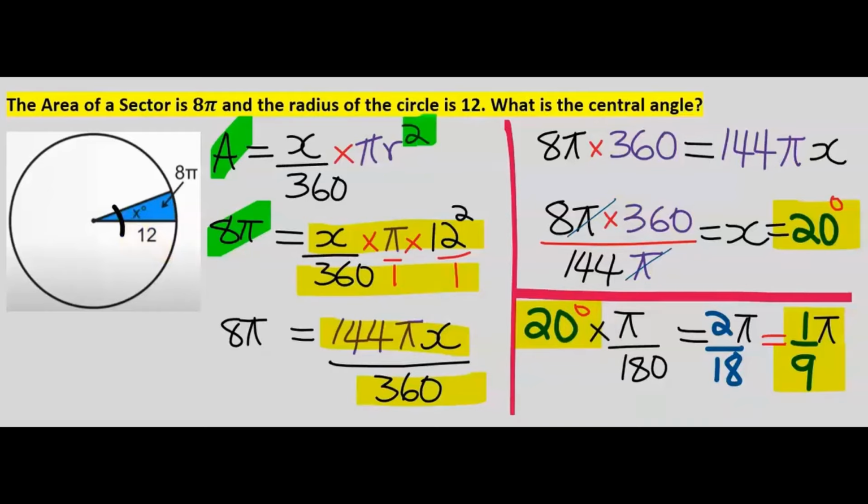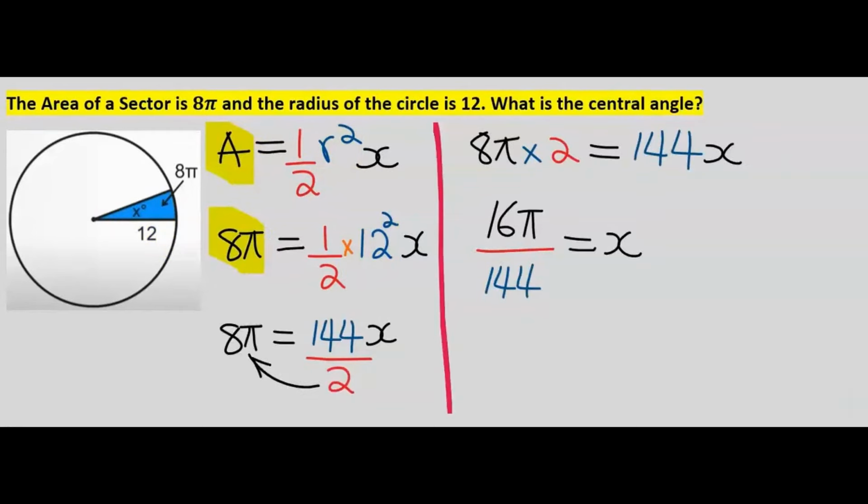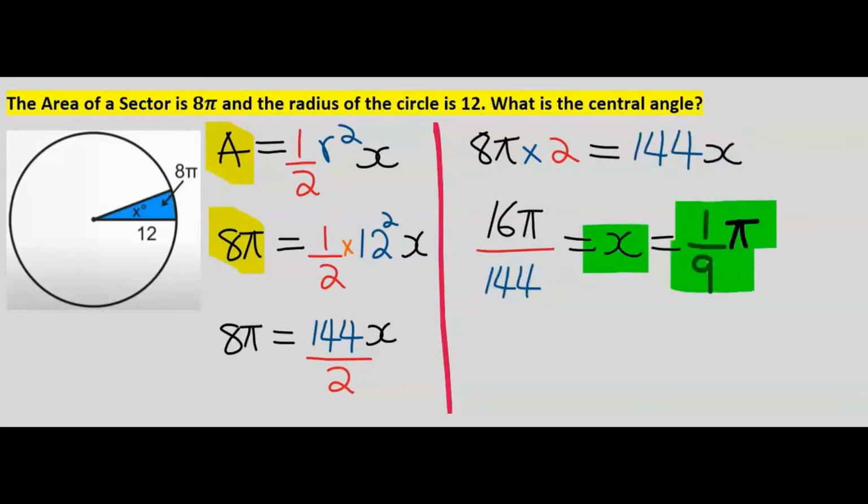Let's repeat this question using the radians formula. Using the radians formula, the area is 8 pi from the question and the radius is 12. Next, 2 will cross multiply to multiply 8 pi. 8 pi multiplied by 2 will give you 16 pi. However, we want to isolate x, and 144 will now move to the other side to divide, and x becomes 1 over 9 pi in radians.